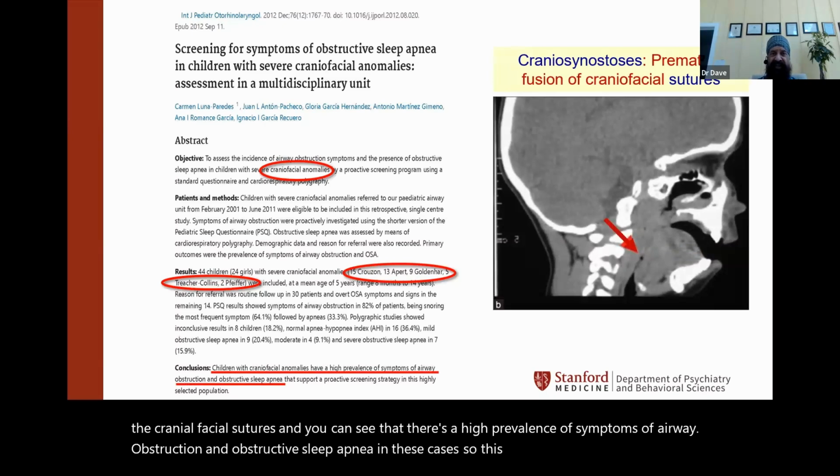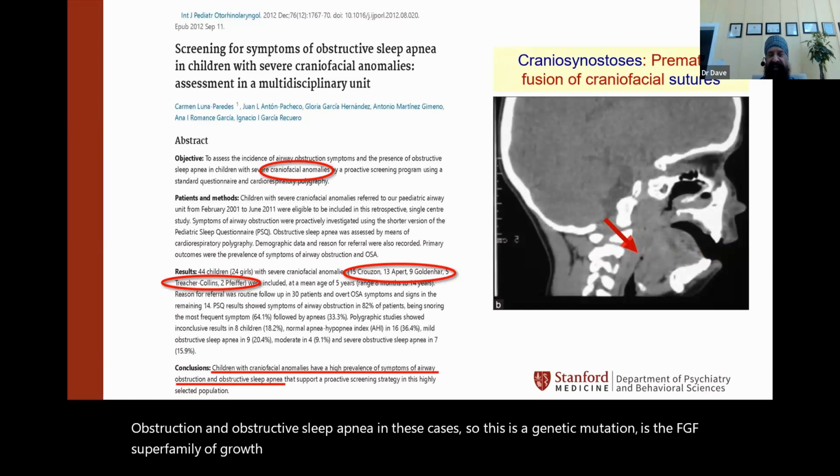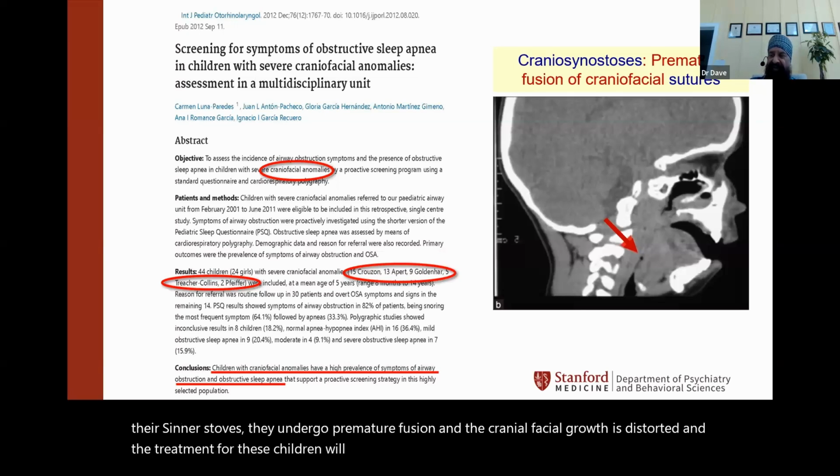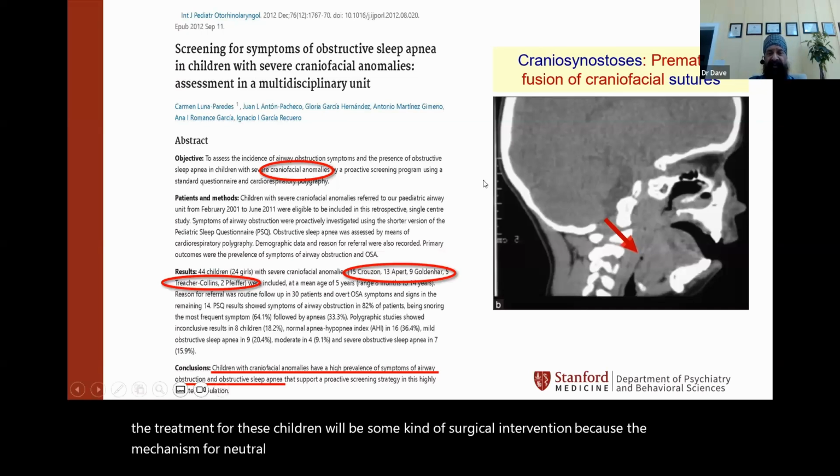So this is a genetic mutation. It's the FGF superfamily of growth factors. And if that gene is mutated, then the sutures can't grow, they synostose, they undergo premature fusion, and the craniofacial growth is distorted. And the treatment for these children will be some kind of surgical intervention because the mechanism for the sutural growth has been lost through genetic mutation.